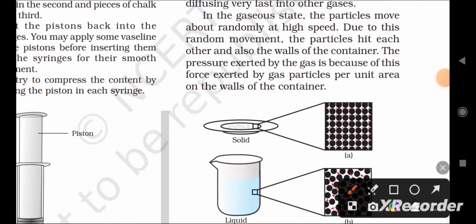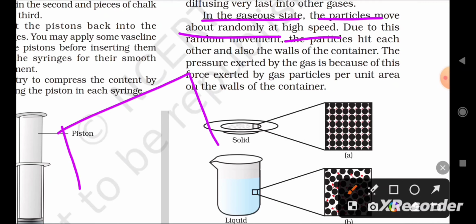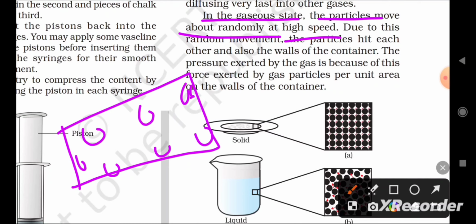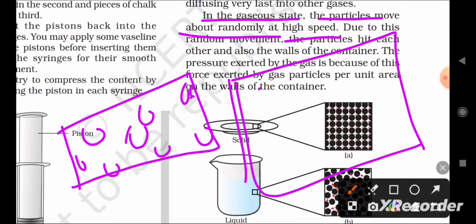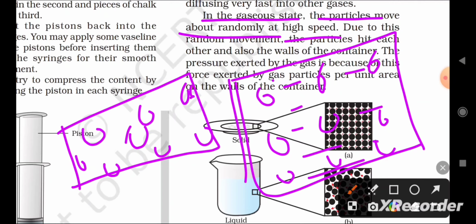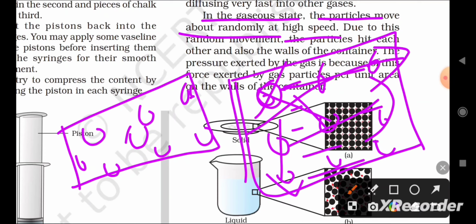In the gaseous state, the particles move about randomly at a high speed. In a gas medium, the particles move randomly because they have a lot of space. Now this is a small container in which all are gases, so they have a lot of space between them, correct? They will move randomly, which means they do not have any particular direction. They will move in any direction.